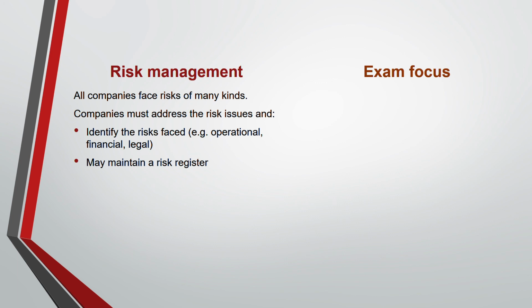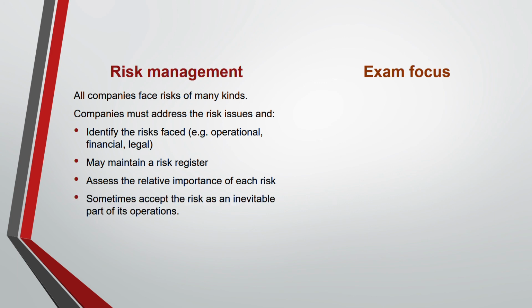This is companies, okay? We are talking about it from the company's point of view, not the auditor. They are the ones who should identify the risk. They are the ones who should maintain a risk register, and they should assess the relative importance of each risk. That means not every risk is equally important or significant. Some risks are more significant than others, right? Some have a more major impact than others. Sometimes accept the risk as an inevitable part of operations. You have to sometimes accept it, right? Some risks you can never eliminate. They will be there no matter what, whatever controls you have in place.